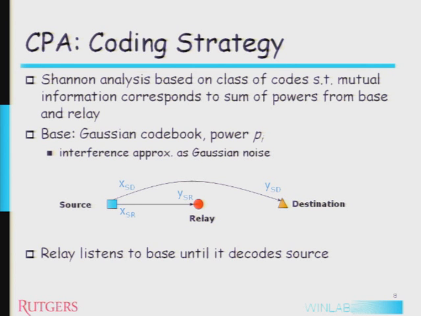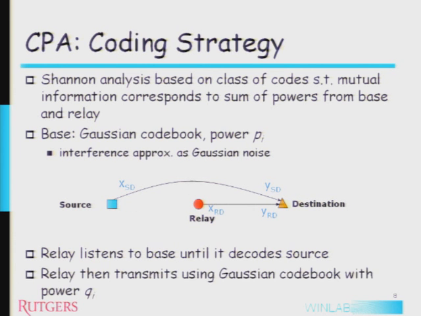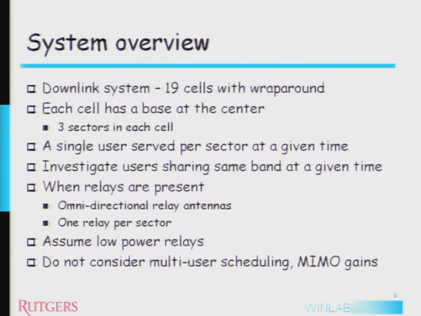So what happens? The base has a Gaussian codebook with power constraint P, and interference can be approximated with Gaussian noise. So it's going to transmit, and the relay is also going to listen, as well as the destination. After the relay decodes the source, it's going to come in and then transmit using a Gaussian codebook, and at the destination the average rate is going to correspond to the sum of the received powers at the receiver location. So basically, using this, we are going to do a system simulation.